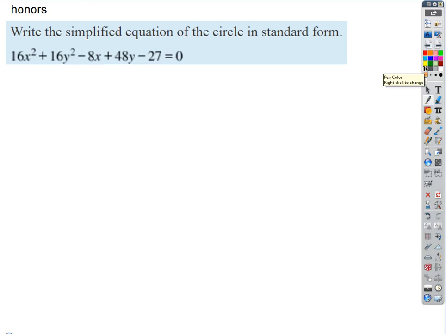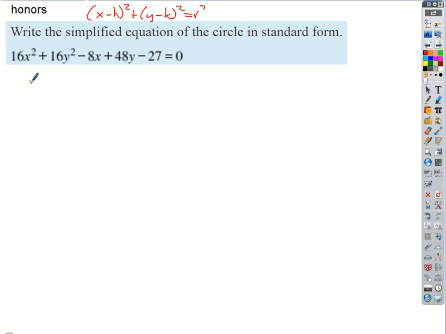What can we do to this? If we're going to complete the square for both the x's and the y's, and we're going to produce the standard form equation of a circle, then we know that whatever the coefficients of x squared and y squared are, they're going to be the same. They have to be, because this, remember, is going to give us the standard form: x minus h squared plus y minus k squared equals r squared.